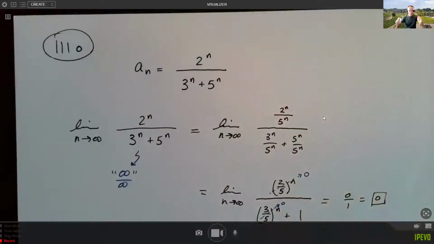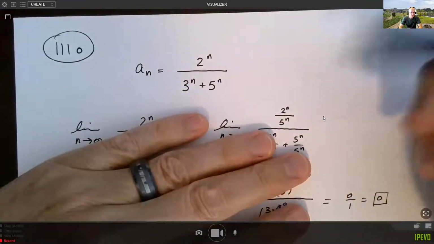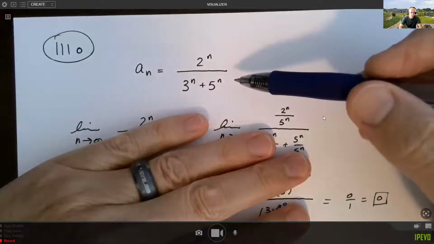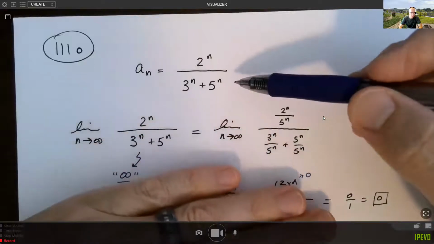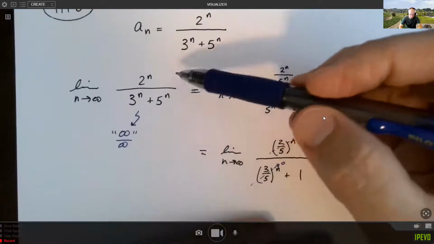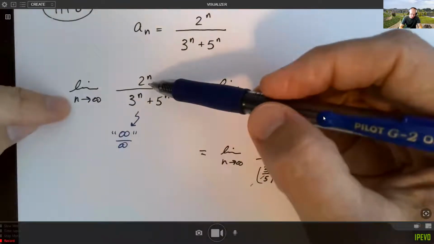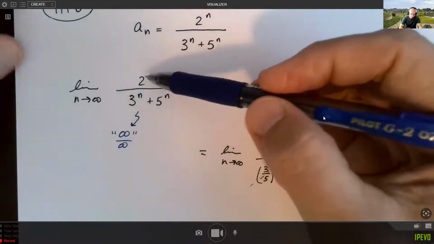Let's look at number 111O, which is this sequence here. And again, we're looking to find the limit of this sequence and determine whether the sequence converges or diverges. So when we take the limit as n goes to infinity of a sub n, 2 to the n is clearly going to infinity, right? As n goes to infinity, 2 squared, 2 cubed, 2 to the fourth, bigger and bigger and bigger.